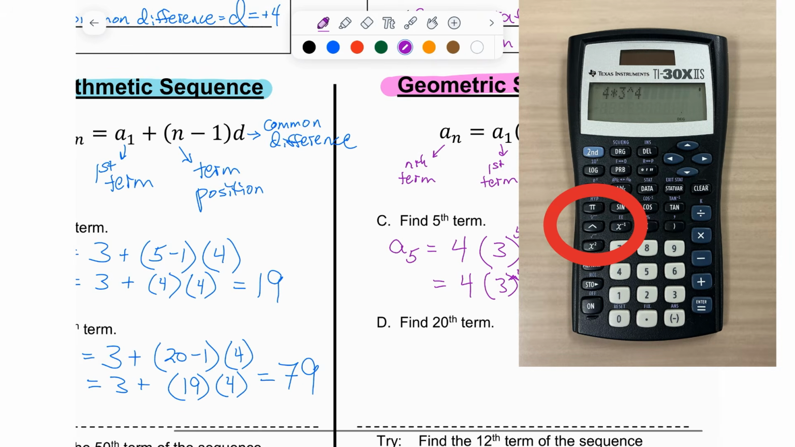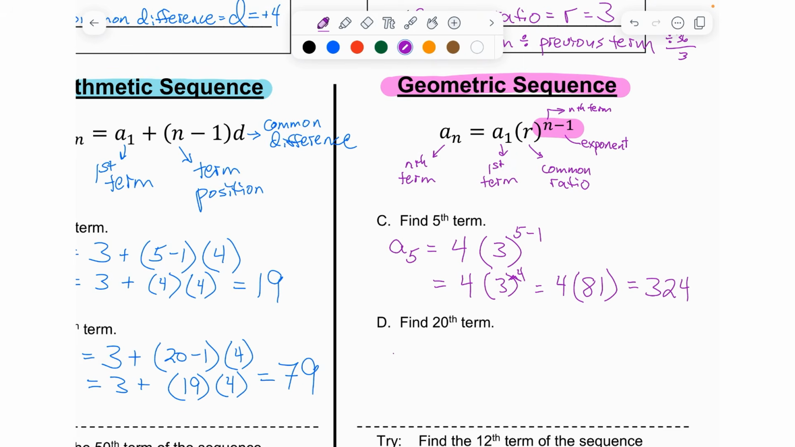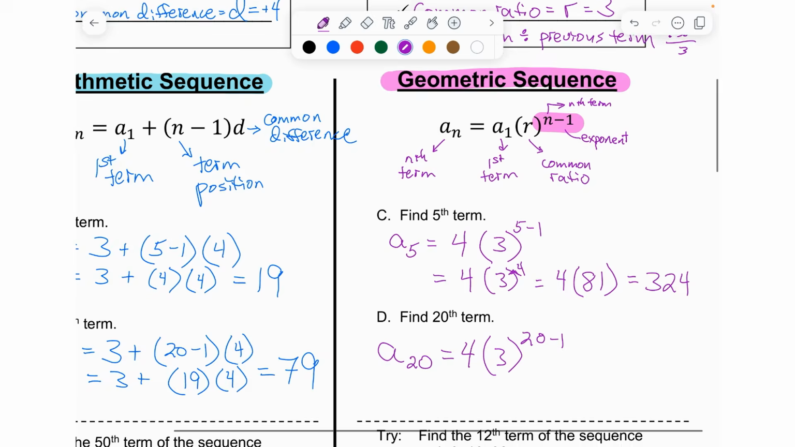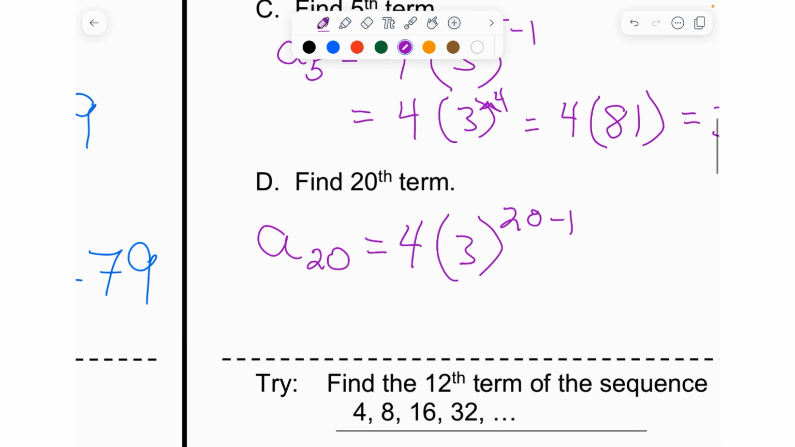All right. You want to try the 20th term on your own? Or do you want to kind of do it together? You decide. It's a lot of the same things, except this time it's 20 minus 1, which is, of course, 19. Now, it's going to be 4 times 3 to the 19th.